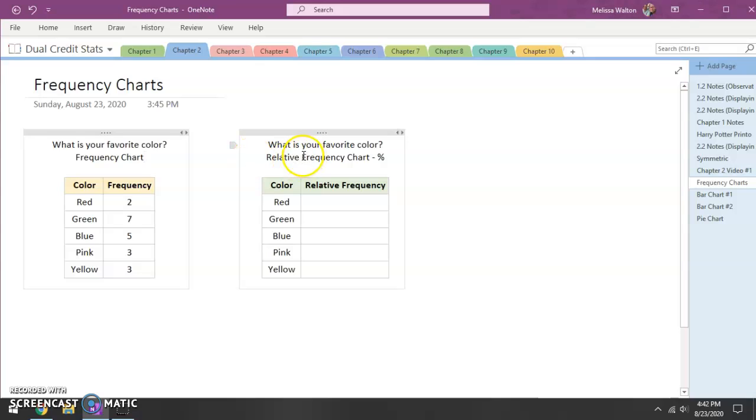Now, we could turn this into a relative frequency chart. Whenever I see the word relative, the very first thing I think of is percentages. We want to figure out what percent of people like these colors. So 2 out of 20 people said that they like red the best. If I divide that, 2 over 20 is 0.1. If you recall from previous math courses, if you move the decimal place over 2 times, 0.1 is the exact same thing as 10%. We could do this with all of them. For green, I have 7 out of 20. If you divide those, you should end up with 0.35, which is the same as 35%.